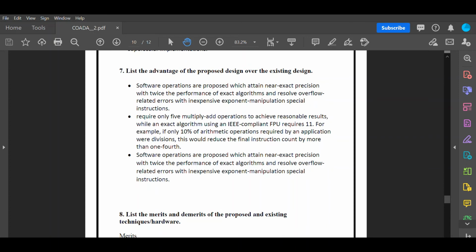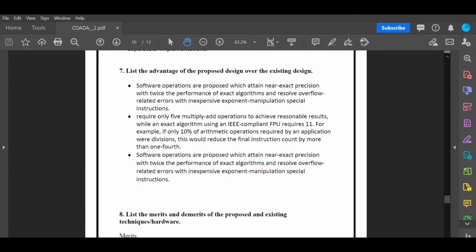I have listed out 3 main advantages. The first one is that software operations are proposed which attain near exact precision, with twice the performance of exact algorithms, and resolve overflow related errors with inexpensive exponent manipulation special instructions. And the second one is it requires only 5 multiply add operations to achieve reasonable results, while an exact algorithm using an IEEE compliant FPU requires 11. So there are 6 fewer multiply add operations.